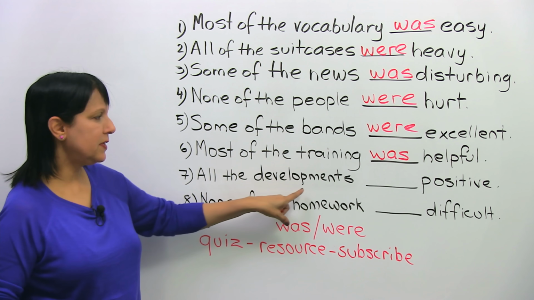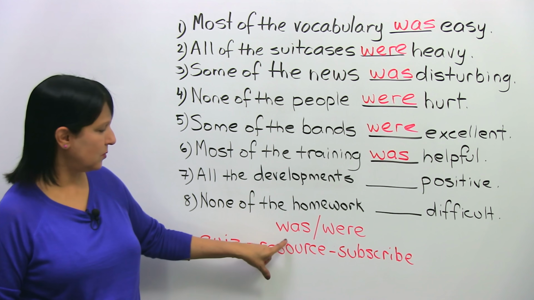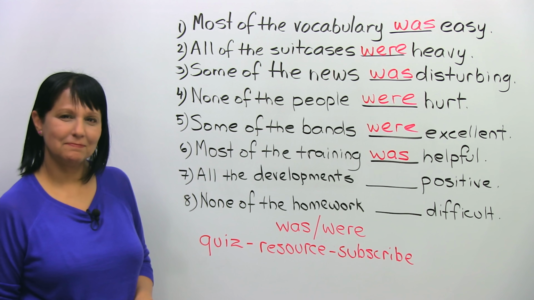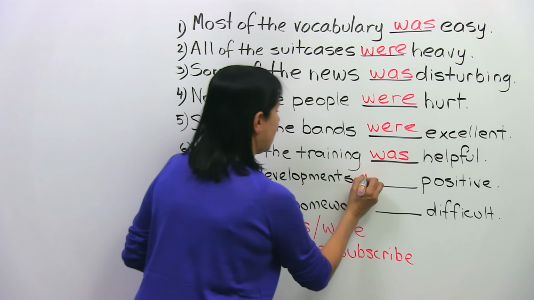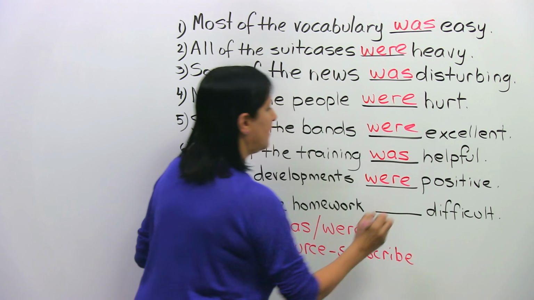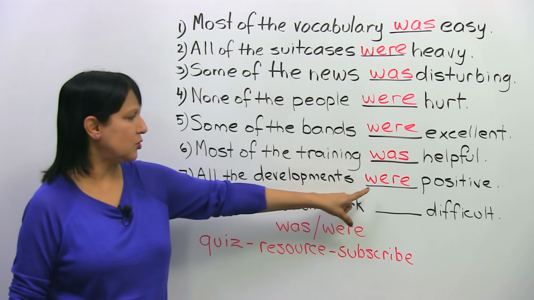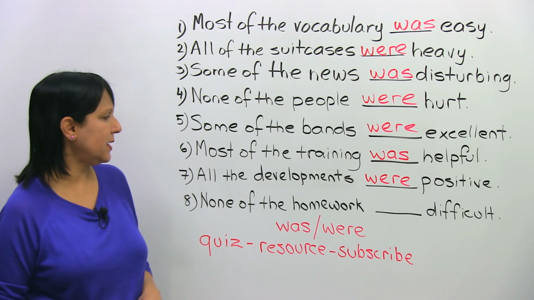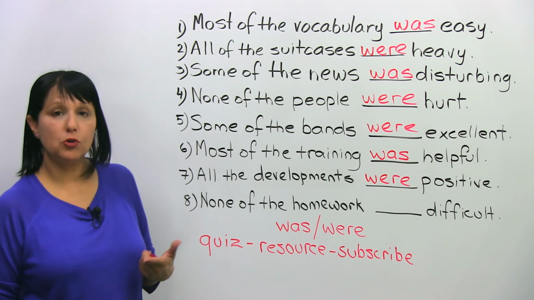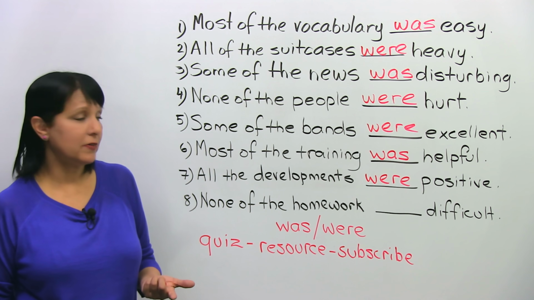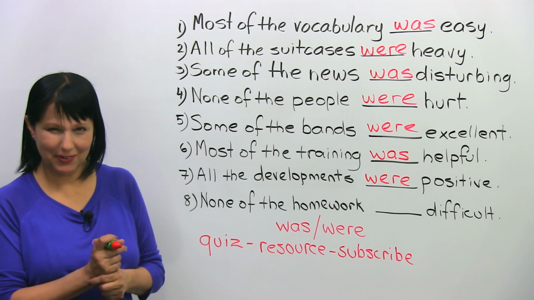Next, all the developments, blank, positive, was or were. All the developments were positive, okay? This is a regular plural word, so we need a plural verb, all right? If we said, for example, all the progress was positive, that's an uncountable word, okay?